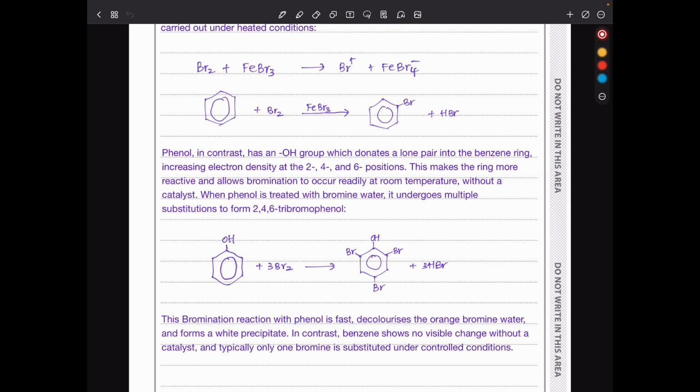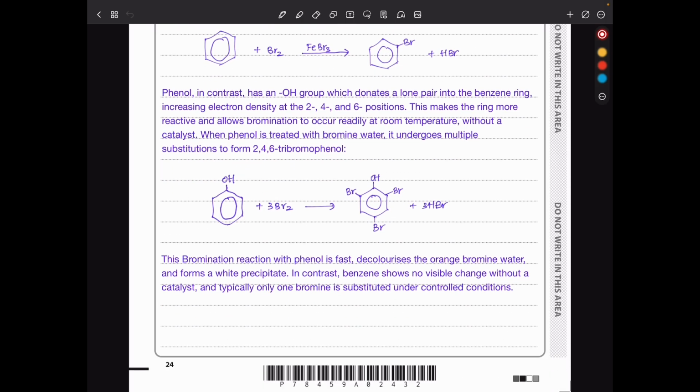Then phenol, in contrast, has an OH group which donates a lone pair into the benzene ring, increasing the electron density at position 2, 4, and 6. This makes the ring more reactive and allows bromination to occur readily at room temperature without a catalyst. When phenol is treated with bromine water, it undergoes multiple substitution reactions to form 2,4,6-tribromophenol. It could be even just bromine. As we can see here, this bromination reaction with phenol is fast and decolorizes the orange bromine water, forming a white precipitate. In contrast, benzene shows no visible change without a catalyst, and typically only one bromine is substituted under controlled conditions.